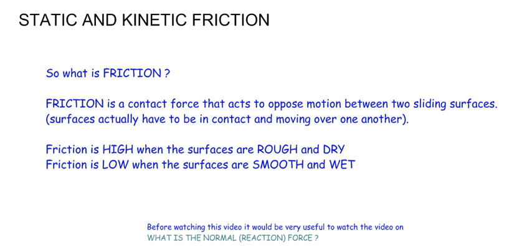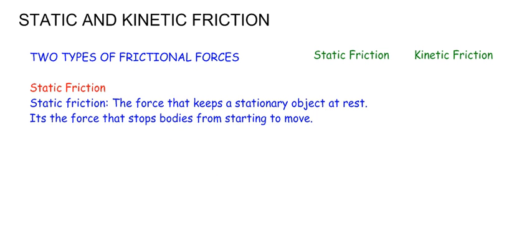An example of bodies in contact with rough and dry surfaces is a crate, a wooden crate let's say, resting on concrete. An example of smooth and wet surfaces is, for example, the metal part of skating shoes sliding on ice. Obviously, one case will have a very low friction, and the other case will have a very high friction. There are two types of frictional forces, that is, static friction and kinetic friction.